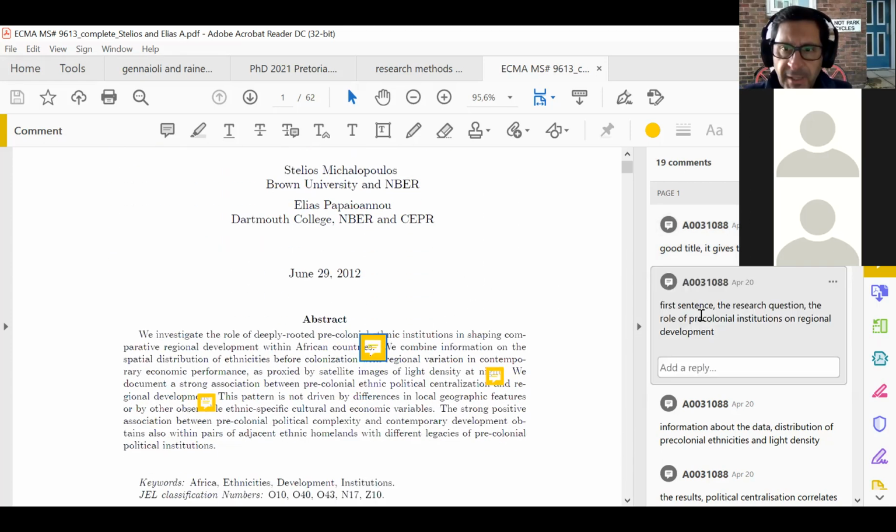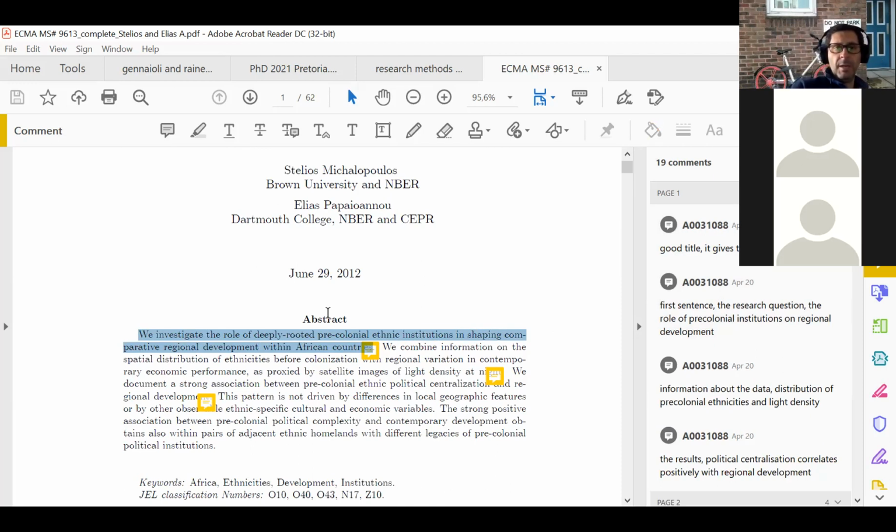Abstract, let me see, first sentence, the research question, the role of pre-colonial institutions on regional development. What do they do there in the first sentence? They investigate the role of deeply rooted pre-colonial ethnic institutions in shaping comparative regional development within African countries. So they are telling us essentially what this paper is about, and even a little bit on how they go about it. It's essentially the same story, the pre-colonial ethnic institutions, pre-European colonialism, right?